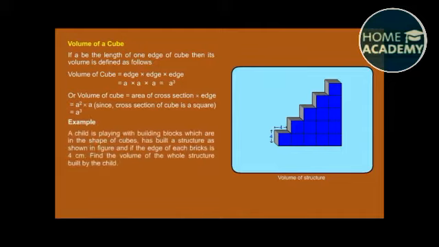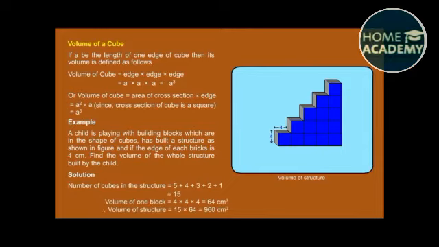Example: a child is playing with building blocks which are in the shape of cubes. He has built a structure as shown in the figure, and if the edge of each brick is 4 cm, find the volume of the whole structure built by the child. Solution: number of cubes in the structure is equal to 5 plus 4 plus 3 plus 2 plus 1, which is equal to 15. Volume of one block is equal to 4 into 4 into 4, which is equal to 64 cm cube. Therefore, volume of the structure is equal to 15 into 64, which is equal to 960 cm cube.